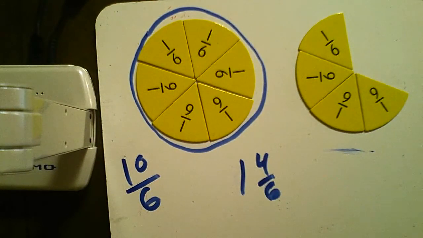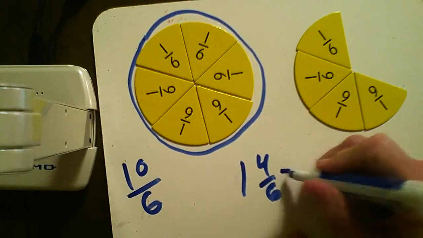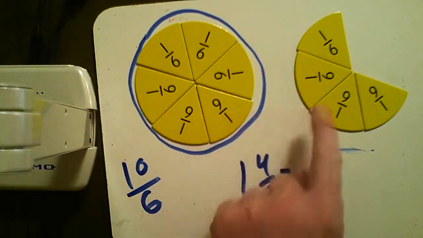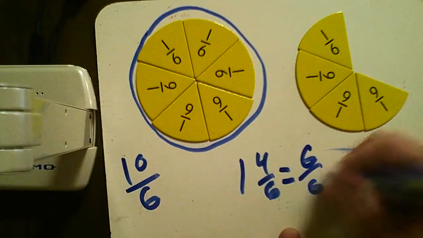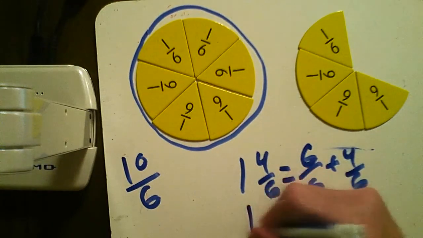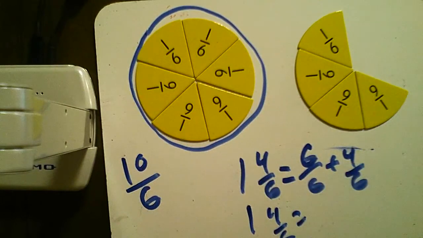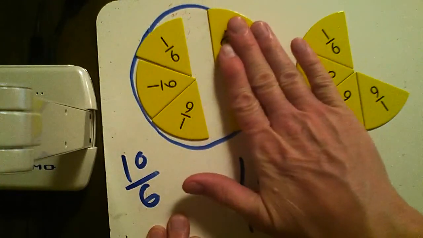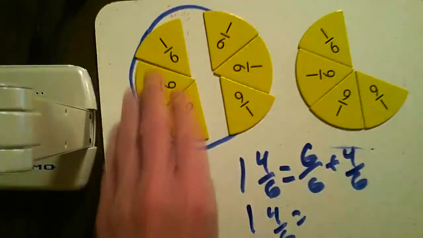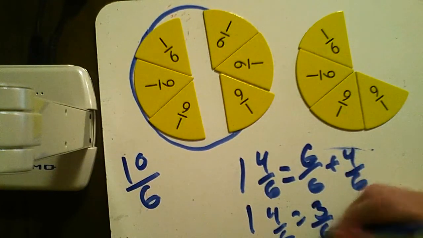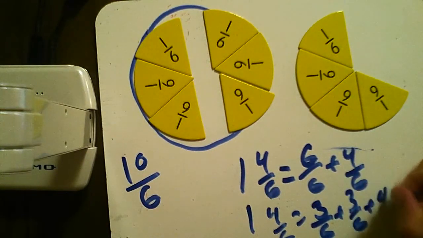Now you want to think, how can we decompose this? Well, let's just look at the wedges. How about we got 6 here and we got 4 here? 6/6 plus 4/6. That's easy enough. Well, what if we decompose it a different way? What if we break it up like this? We could say we got 3/6 plus 3/6 plus 4/6. That works.